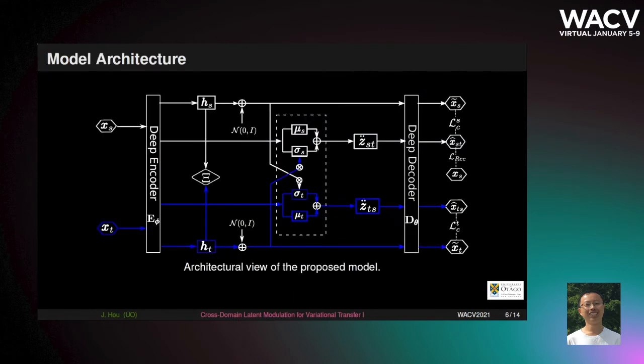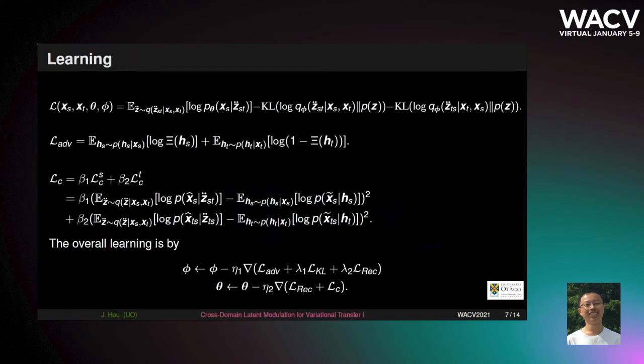This is our model's architecture. h and omega are extracted by the encoder in a parallel way. Then the deep representation is modulated with the domain information. Then the reconstructions and the generations are obtained. The blue lines are for the target and the white lines are for the source. Finally, the learning rules guide the training. For the learning, there are lower bound regularizations and an adversarial learning loss function. Also, the cross-consistency plays an important role.